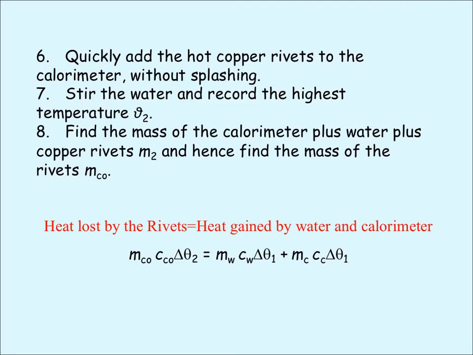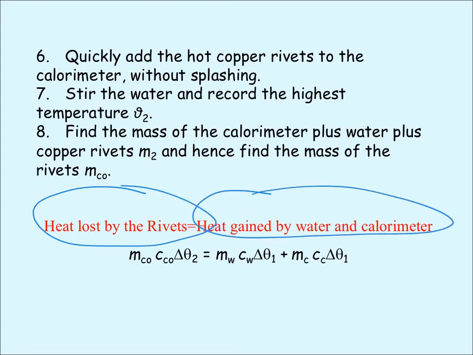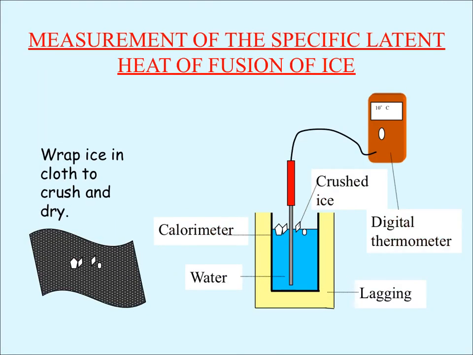Okay, so when we've done that, we still have the basic idea that heat lost by the rivets is equal to heat gained by the water and the calorimeter. This is the rivets, this is the water, this is the calorimeter. And of course, again, if you do it in a styrofoam cup, you don't need that one.